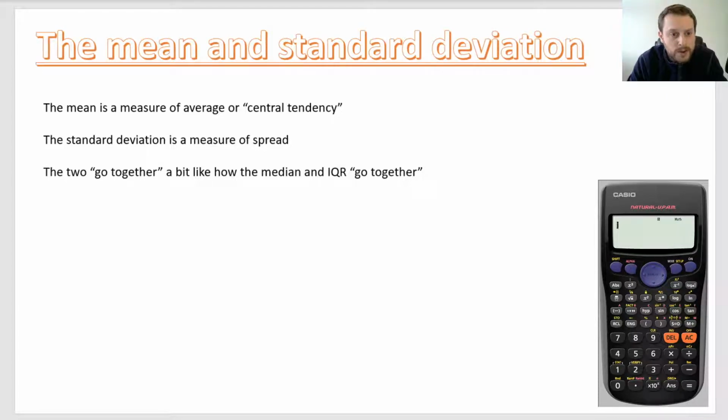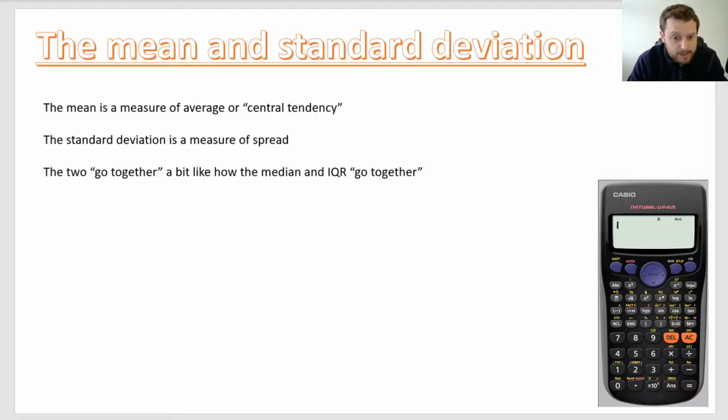So, first of all, just a reminder, the mean is a measure of average. Another way of saying that is central tendency. And the standard deviation is a measure of spread. Now, that's like the range or the interquartile range as measures of spread that you met at GCSE. The standard deviation is also a measure of spread that is new to you at A level.